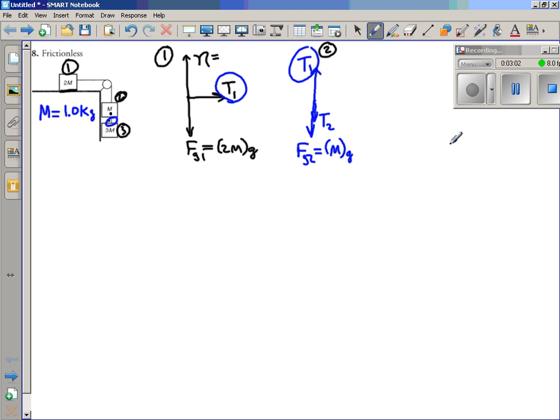And then to object 3, a free body diagram for that. We have tension 2 in the upward direction. This is the Newton's third law force pair to that tension 2. And in the downward direction, we have the force of gravity for object 3. And that's equal to the object's mass, which is 3m, times the acceleration due to gravity, g.